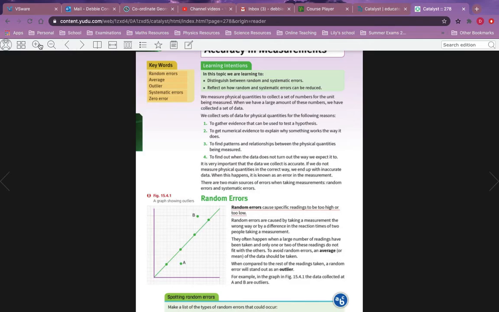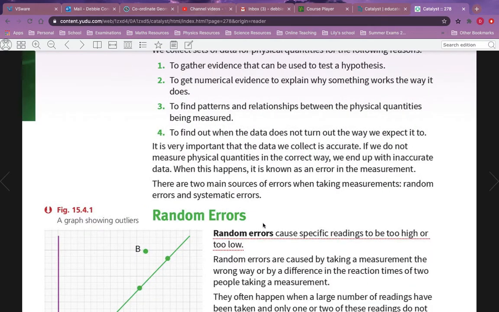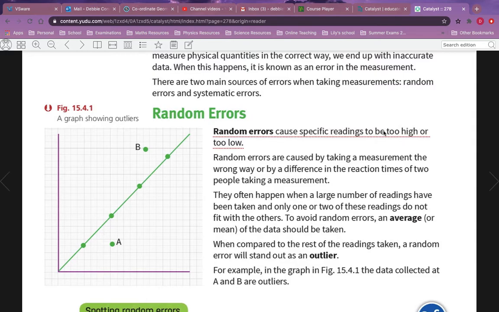So there's random errors cause specific readings to be too high and too low. Here's one that's too low, and here's one here that's too high. Generally speaking, it will affect one, maybe two readings. And that is part of the reason why it's incredibly important that we do an average. An average won't completely remove your error, but it will definitely help to minimize your error.